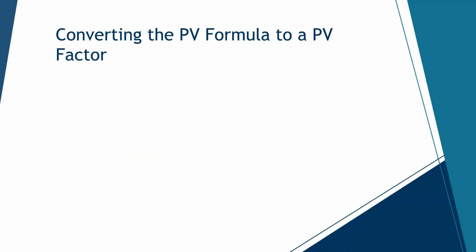Now I like to convert the present value formula to a factor, and all we're going to do is separate out this division or this fraction into two different fractions, and this latter part here is going to be our factor, and we just multiply that factor by the future value that we're given, and that gives us the present amount.